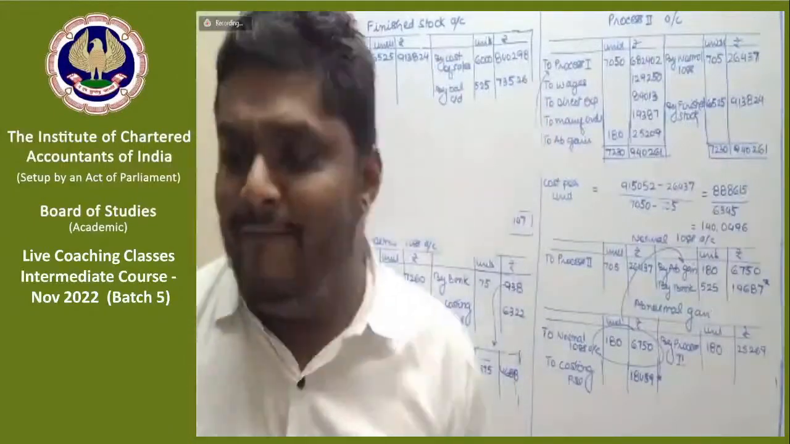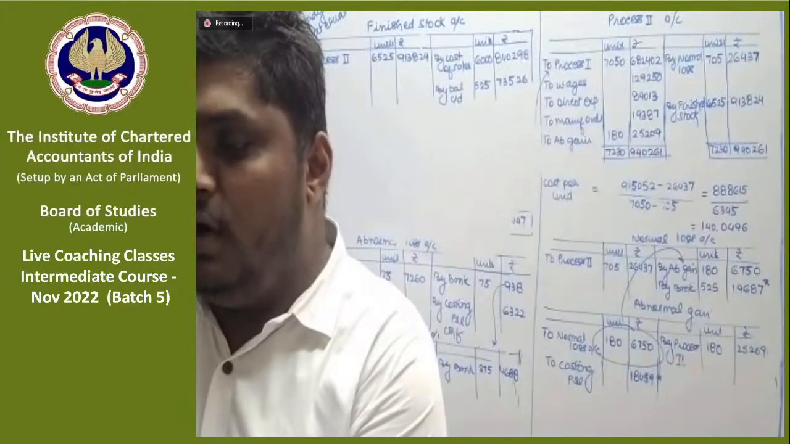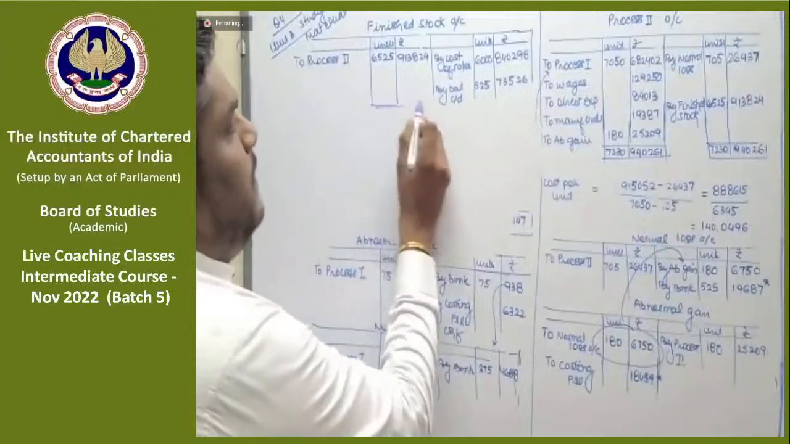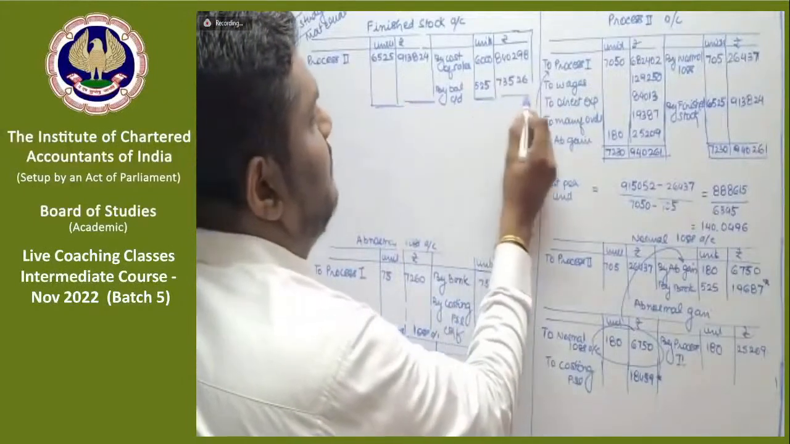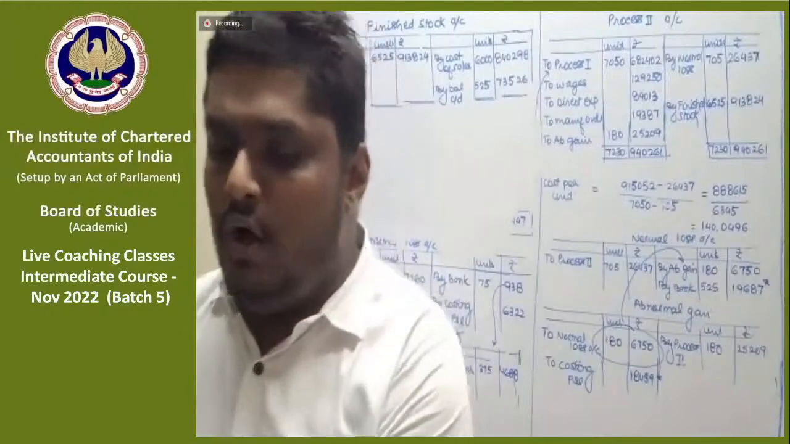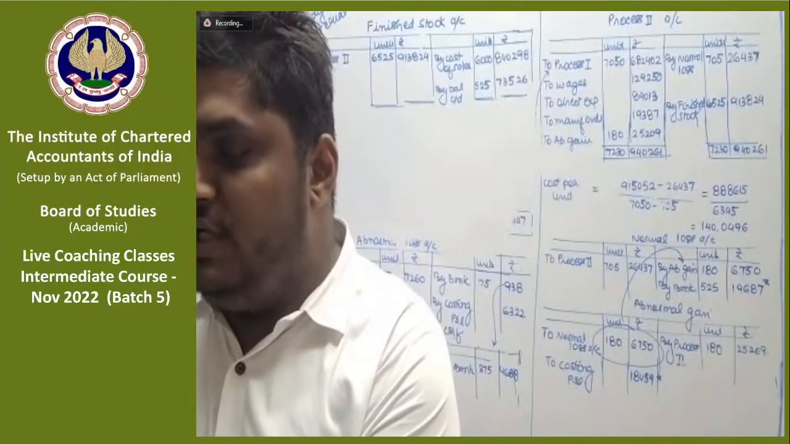So this will be the value of closing stock left out with us. So this is how the finished stock account is to be prepared, wherein the units that are sold will be transferred to costing P&L, and the balance units will be left out in stock as closing balance, that is balance CD. Very good, Hitesh Jain.